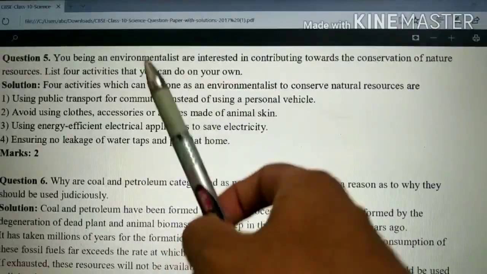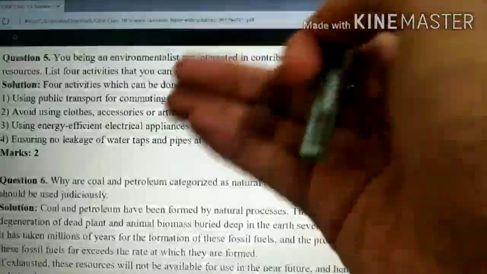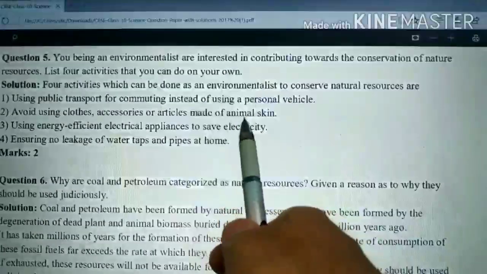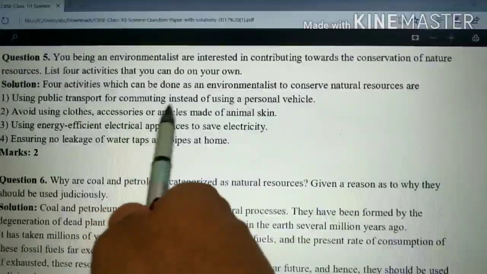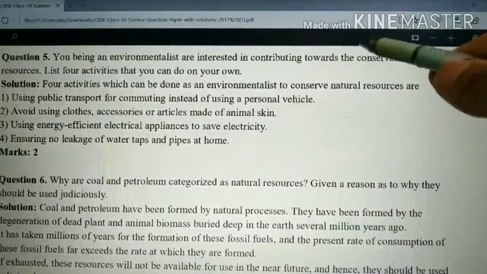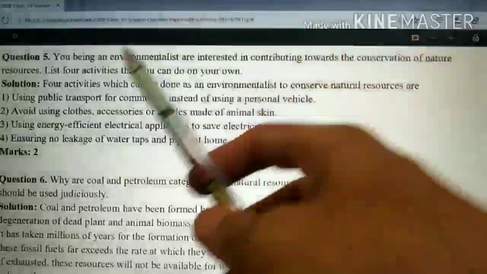If we kill animals, it disturbs the biodiversity of nature. The forest biodiversity is disturbed. So that is why we should not kill animals. Do not use articles made of animal products, and also do not use articles made of plastics, which is a non-biodegradable element.